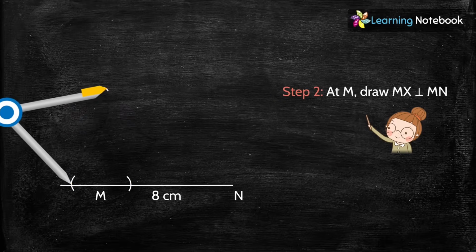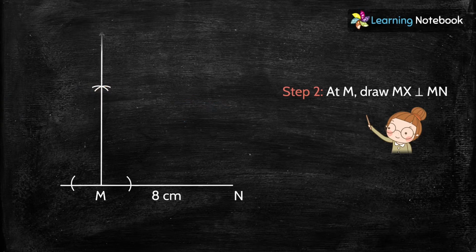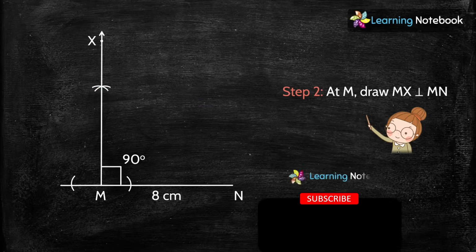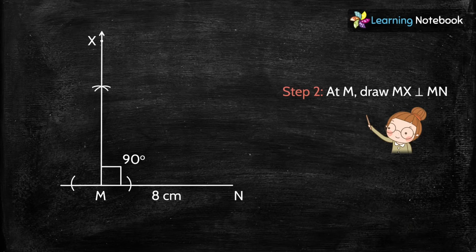For this, students, you can draw it with the help of a protractor, or here I am showing you to draw an angle of 90 degree with the help of a compass. For detailed steps on how to construct a perpendicular using compass, you can refer to my separate video. So here we have drawn MX perpendicular to MN. Don't forget to mention the angle as 90 degree.